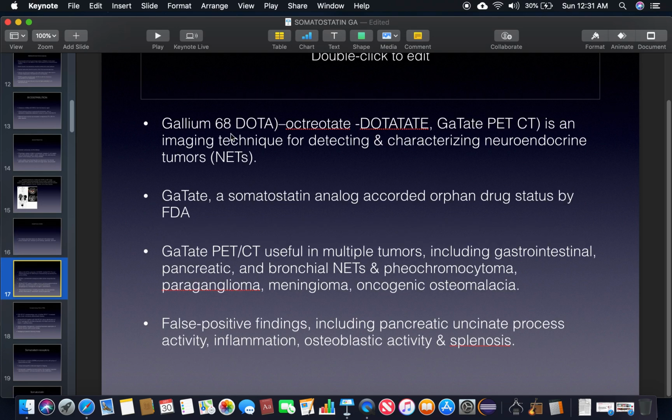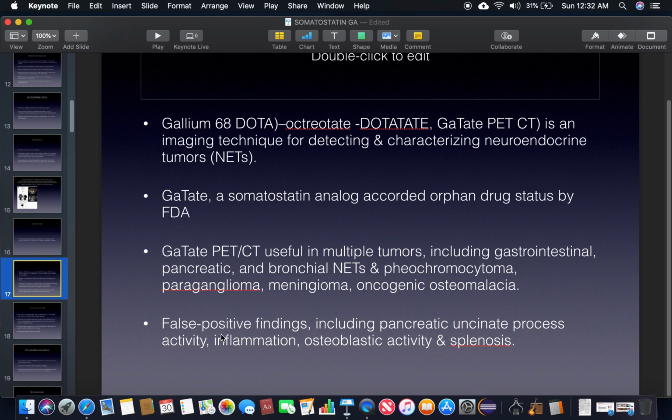So now the gallium-68 DOTATATE PET CT is the technique for detecting and characterizing the neuroendocrine tumors. In the past, it was accorded orphan drug status by the FDA. Now, this is a useful agent for multiple tumors, including gastrointestinal, pancreatic, and bronchial neuroendocrine tumors. Additionally, pheochromocytoma, paraganglioma, meningioma, oncogenic osteomalacia is also an indication.